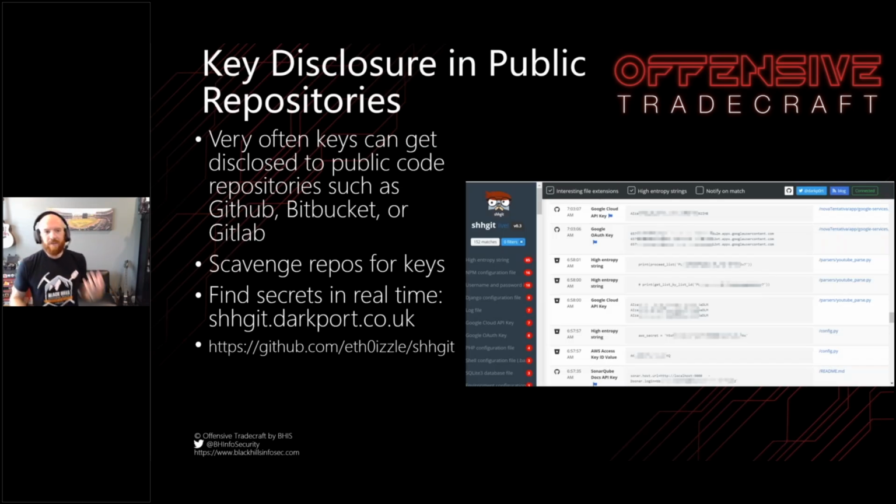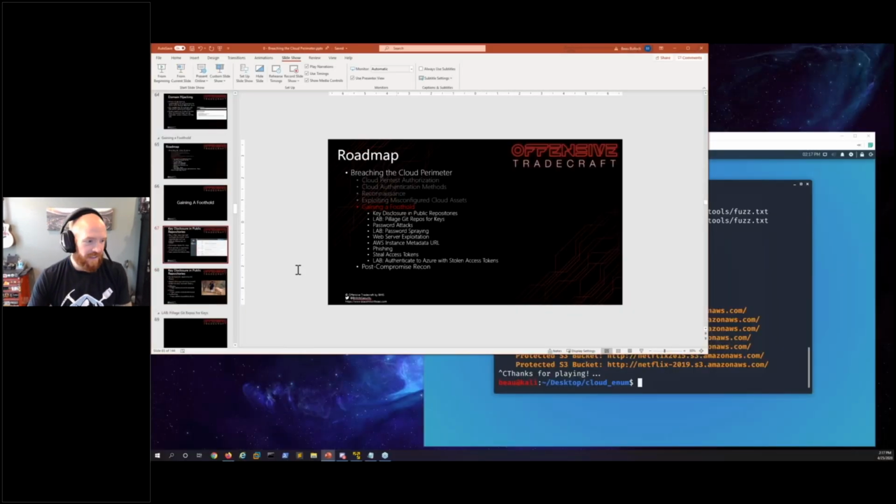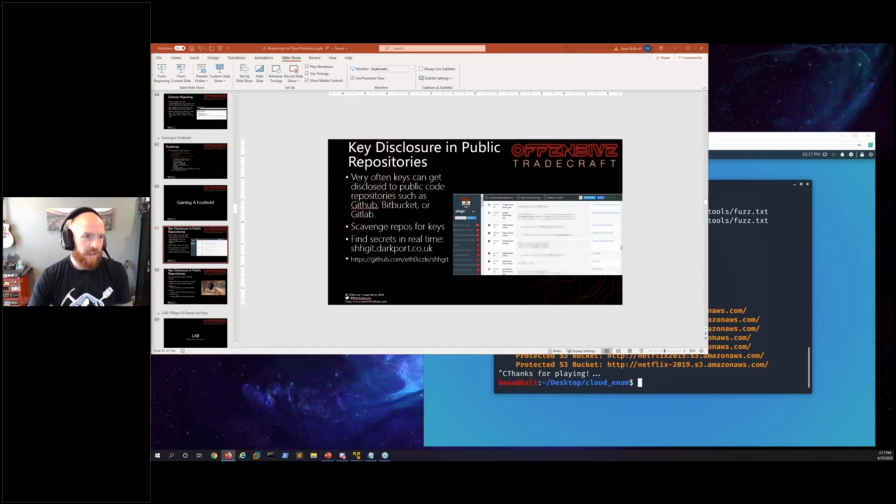Okay, so key disclosure in public repositories. I'm gonna actually pull up this site for you because it's just fun to watch. Basically, key disclosure in public repositories is a very common issue, right? But one of the things that is really important here is that if you find keys, you might be able to access the network.